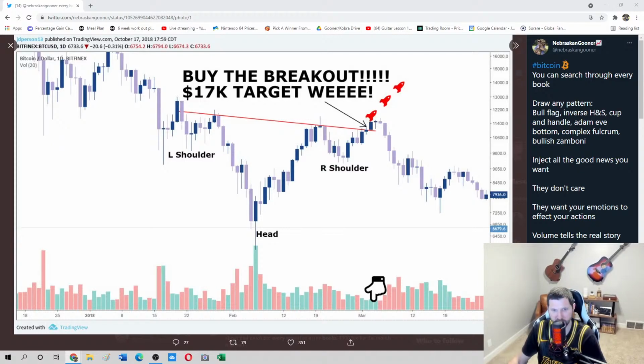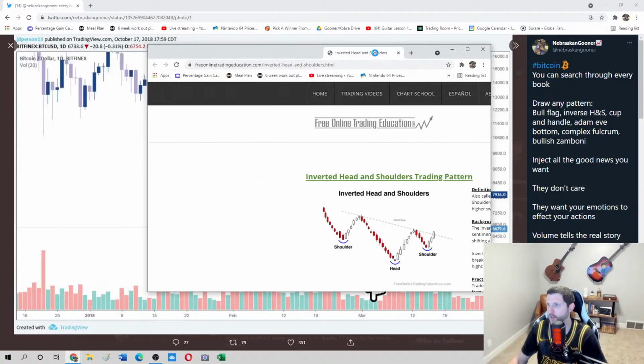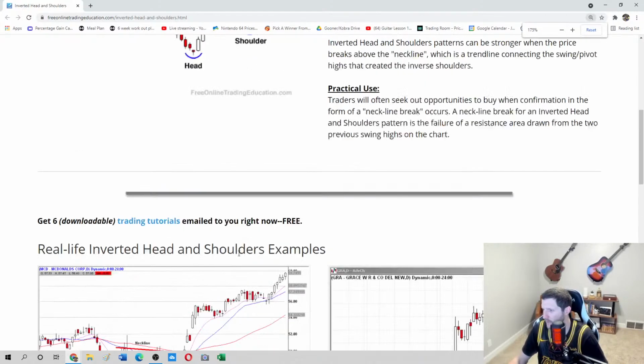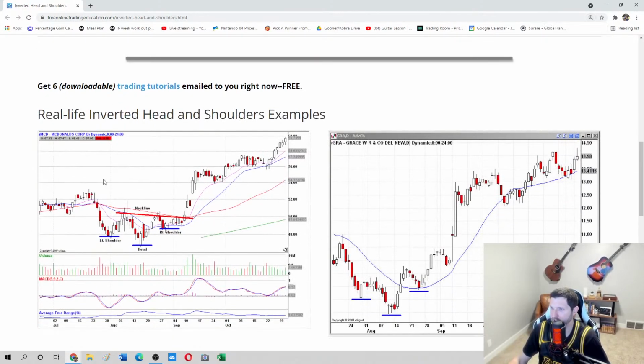So let me find another good picture here. Why do all these pictures on Google of head and shoulders suck? Let's find a good one. Okay, here's a good one. Okay, so my friends, here is, let's zoom in. Okay, inverse head and shoulders.